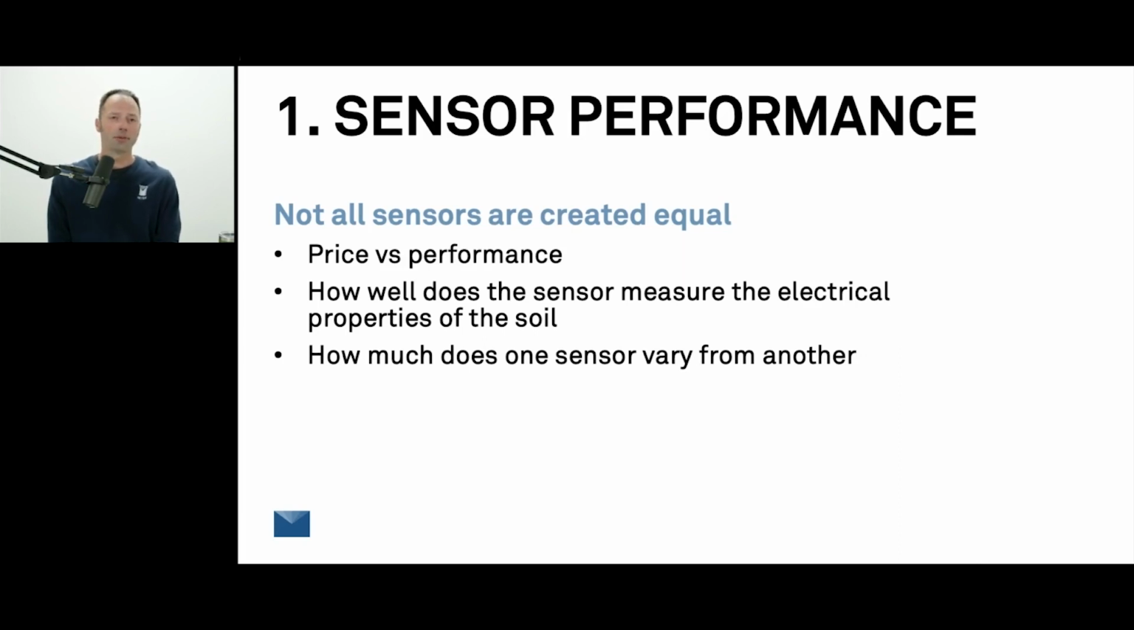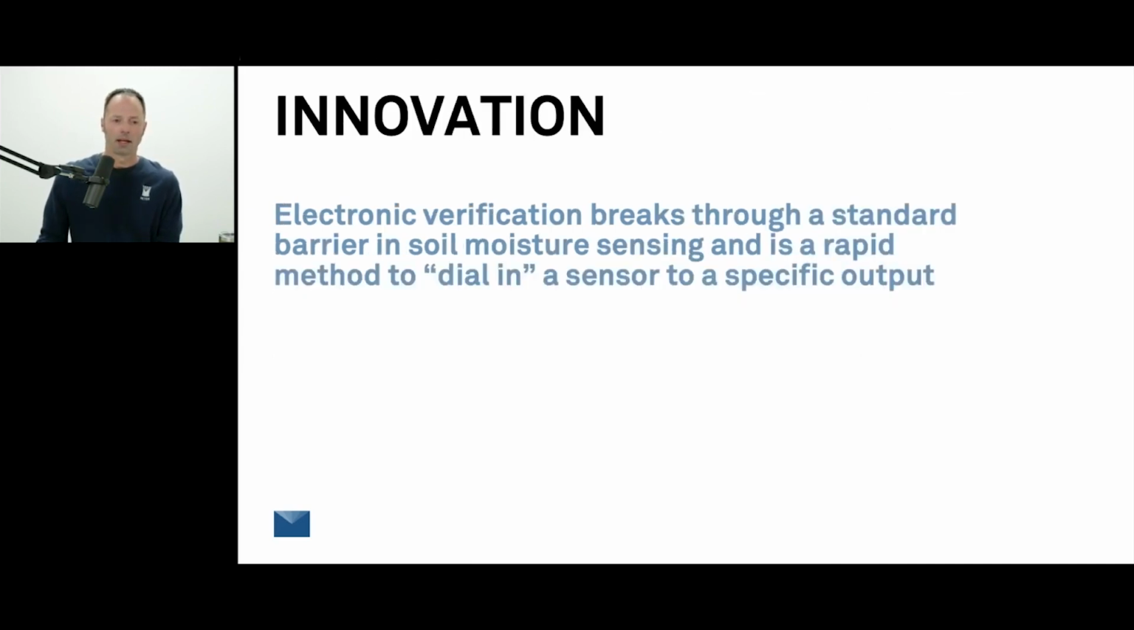And you can break the sensor performance down into a couple things. There's how well it measures the electrical properties of the soil, and most of the sensors you encounter today will use the electrical properties of the soil to determine water content. But then there's also how much one sensor varies from another. And that's what we're going to spend quite a bit of time on today.